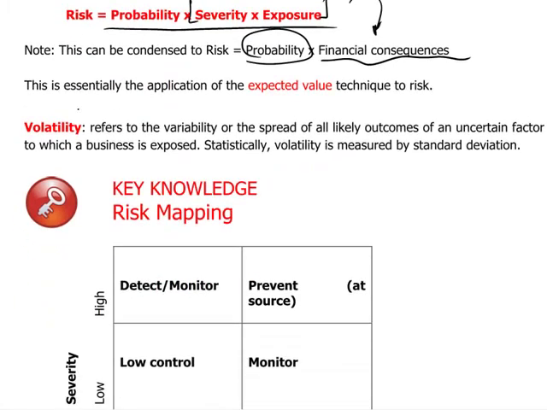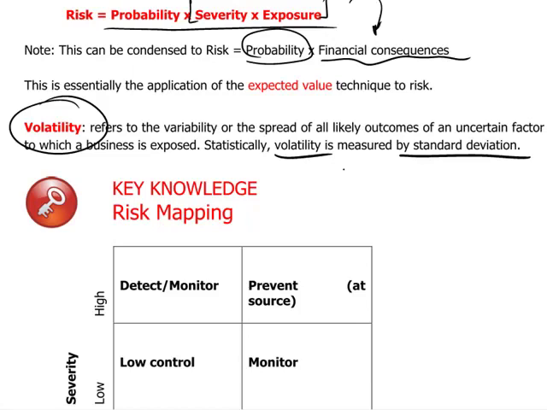Volatility is another factor which enters into the picture because it's the variability or the dispersion of all likely outcomes. So volatility would imply that very high risks or very high losses or very low losses can swing greatly around a mean figure, and standard deviation is one statistical measure to capture the idea of volatility.